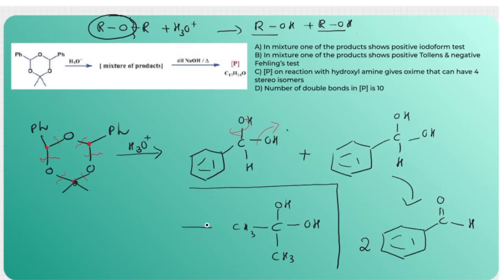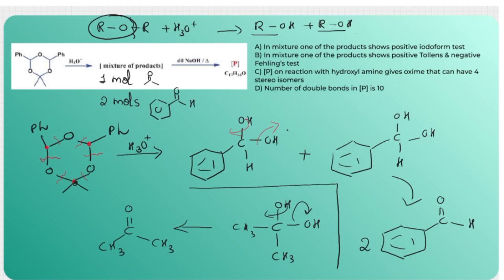What about this molecule? This also undergoes dehydration. But since we have 2 methyl groups here, we are going to get a ketone. So what is this ketone? It is acetone. So what are the products we are going to get here? 1 mole of acetone, right? And what about the other two products? 2 moles of benzaldehyde. So this is the mixture we have now.